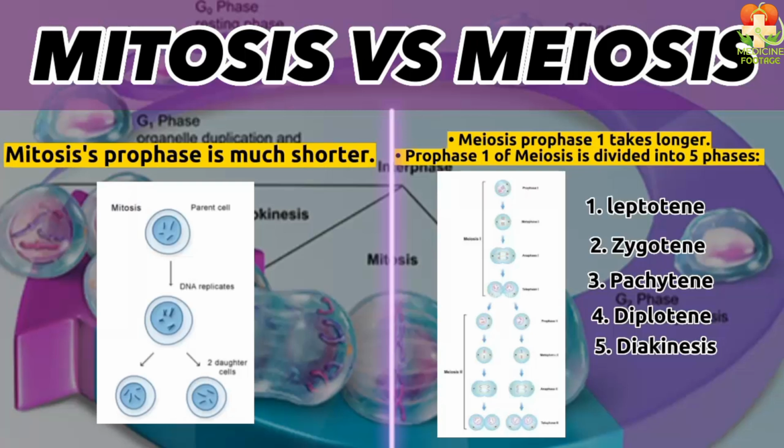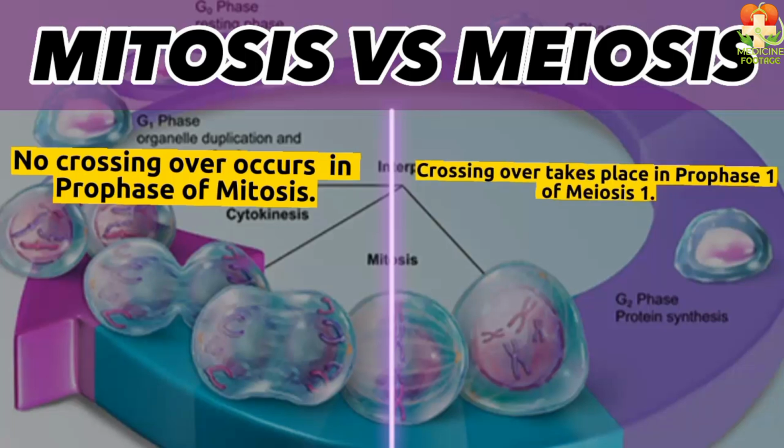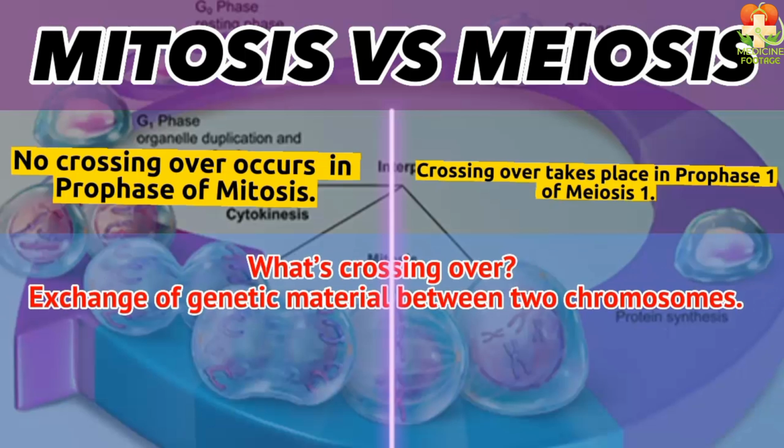Difference number 5. During mitosis, there is no crossing over of chromosomes, but in meiosis I, crossing over occurs. Now, you might wonder, what is crossing over? Let me explain. Crossing over is the exchange of genetic material between two homologous chromosomes. For example, look at this figure.